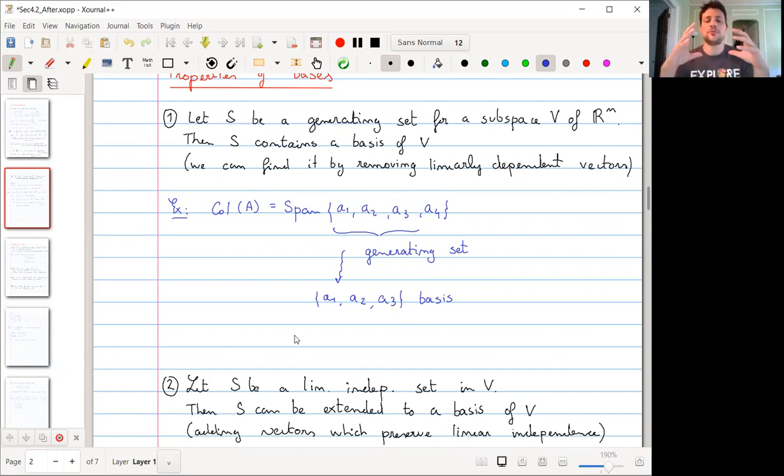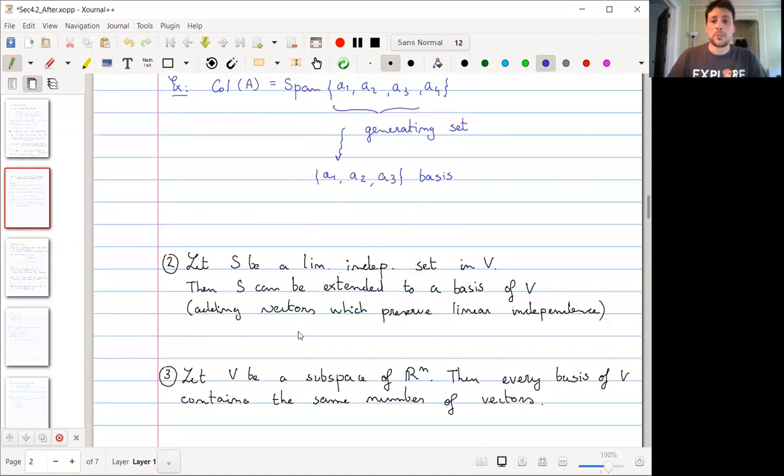If we look at these 1 and 2 together, what's happening is the following. A basis is a generating set that is linearly independent. If you have something that is only a generating set, you can remove vectors until it's also linearly independent and get a basis. If you have something that is only linearly independent, then you can add vectors, keeping it linearly independent, until you get also a generating set, therefore a basis.